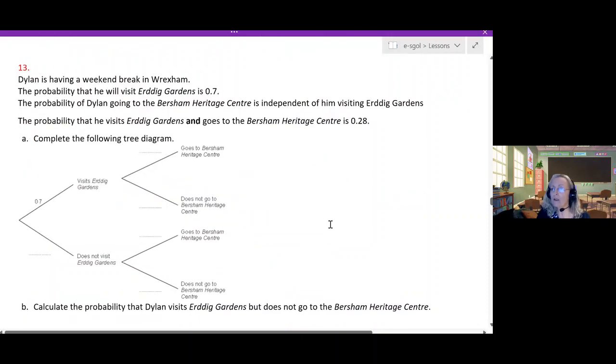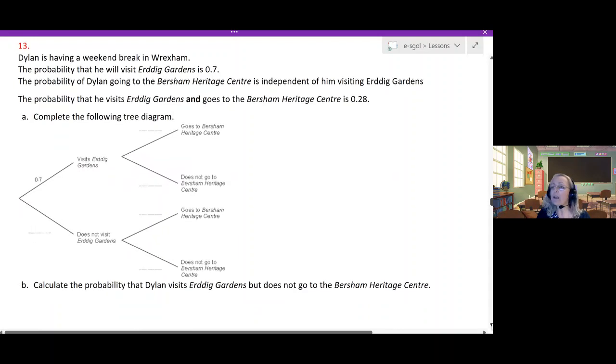So here it says, Dylan is having a weekend break in Wrexham. The probability that he will visit Erddig Gardens is 0.7. The probability of Dylan going to the Bersham Heritage Centre is independent of him visiting Erddig Gardens. The probability that he visits Erddig Gardens and goes to the Bersham Heritage Centre is 0.28. Complete the following tree diagram.